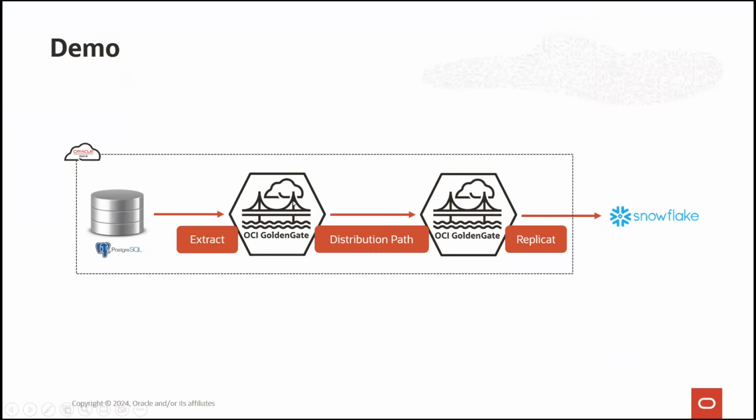And that's the end of the demo and really the end of the webcast today. We've seen from the very beginning, from scratch, how we set up deployments, connections, extracts, distribution paths, replicats. We've moved data end to end. I hope that gives you a good overview of what OCI GoldenGate can do for you for data replication use cases. Here we've done Postgres into Snowflake. We could have done MySQL into Oracle, and it would have been very much the same. We could have done Postgres into Azure Data Lake Storage or Amazon S3. The concepts are the same, and the overall process is the same as well.